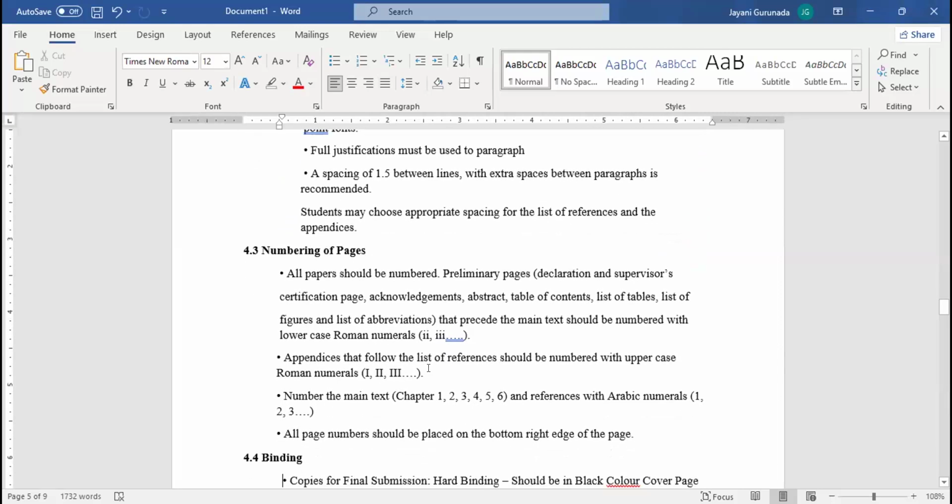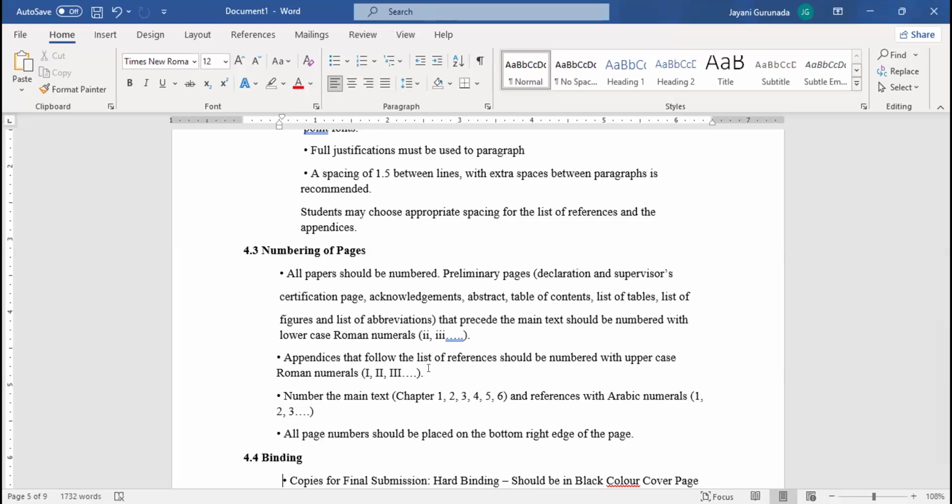Numbering pages. All pages should be numbered. That means declaration and supervisor certification page, acknowledgement, abstract, table of contents, list of tables, list of figures, and list of abbreviations. All should be Roman numbers. Appendices follow the list of references. References and appendices are the things you can include.